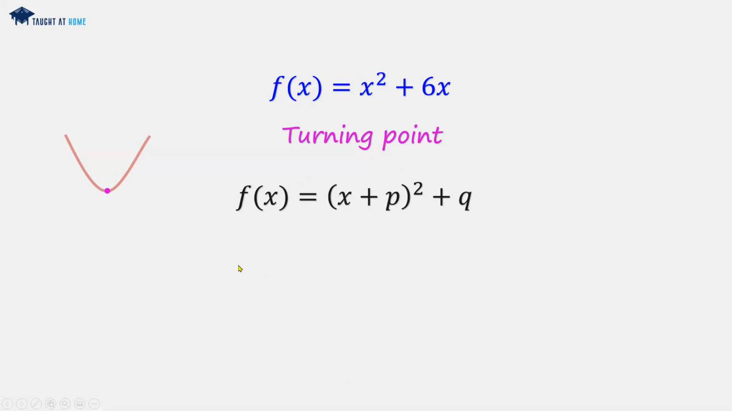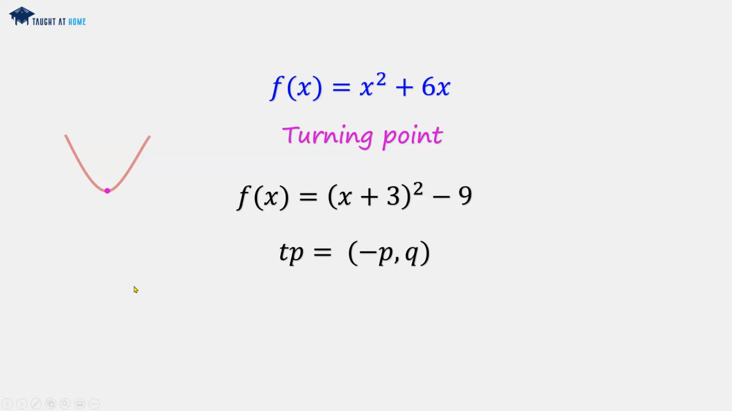So we're going to be using f(x) = (x + p)² + q, so we have to convert this function into this form to find the minimum value. So to find the value of p, we're going to half the value of the coefficient of x, so that will be 3. And because this is squared, we're going to have 3², which is 9, but we want 0, so we have to take 9 off, so q will be -9.